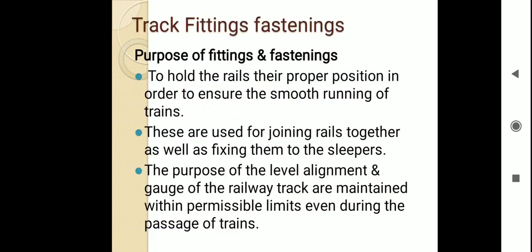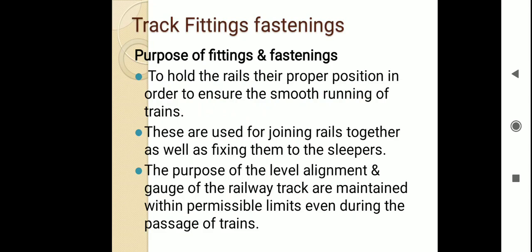So basically, the purpose of track fittings and fastenings is to hold the rails in their proper position in order to ensure the smooth running of trains. As all of you know, in the permanent way, the rails are fitted on the sleepers and the sleepers are resting on the ballast. So to fit the rails to the sleepers, certain types of nuts and bolts are used, and these nuts and bolts are called track fittings and fastenings.